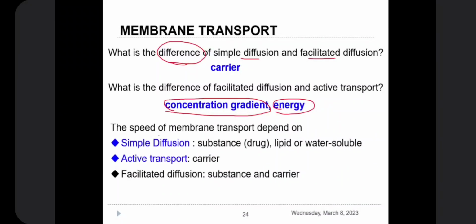Okay, next one. The speed of membrane transport depends on, first, if this is simple diffusion, it depends on the substance: is it lipid soluble or water soluble, unionized or ionized? And for active transport, it depends on the carrier, not on the substance. No matter whether the substance is lipid soluble or lipid insoluble, it relies on the carrier. If you have enough carrier, it will become easier. And for facilitated diffusion, both the drug and the carrier will influence it.